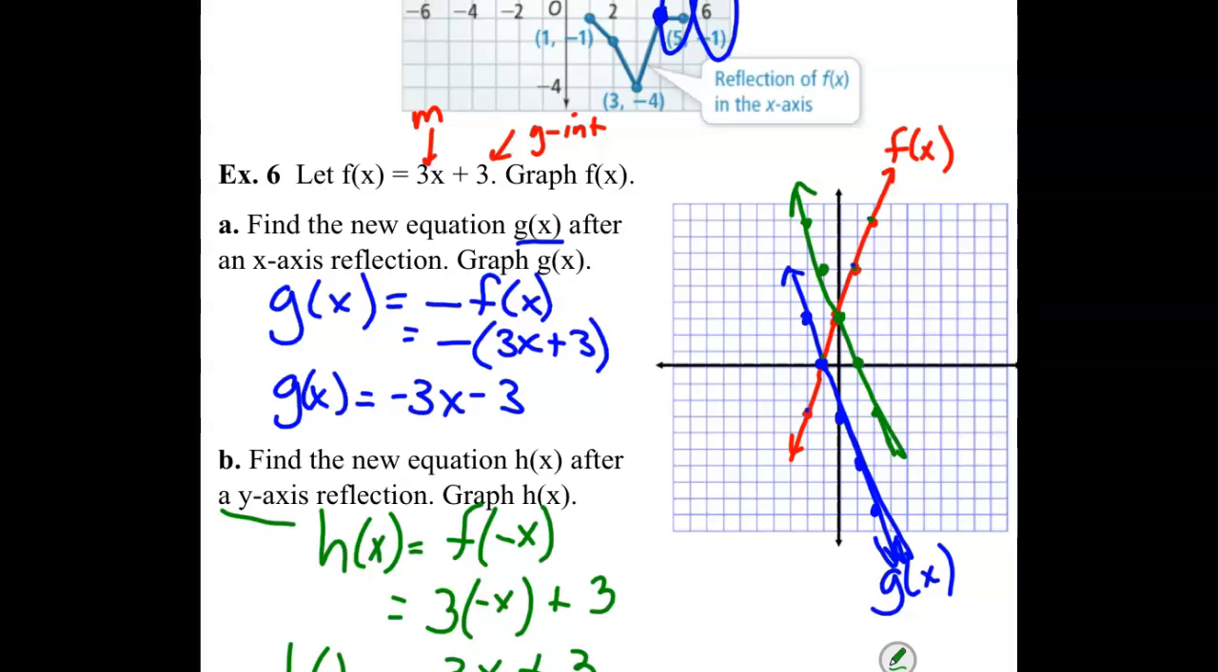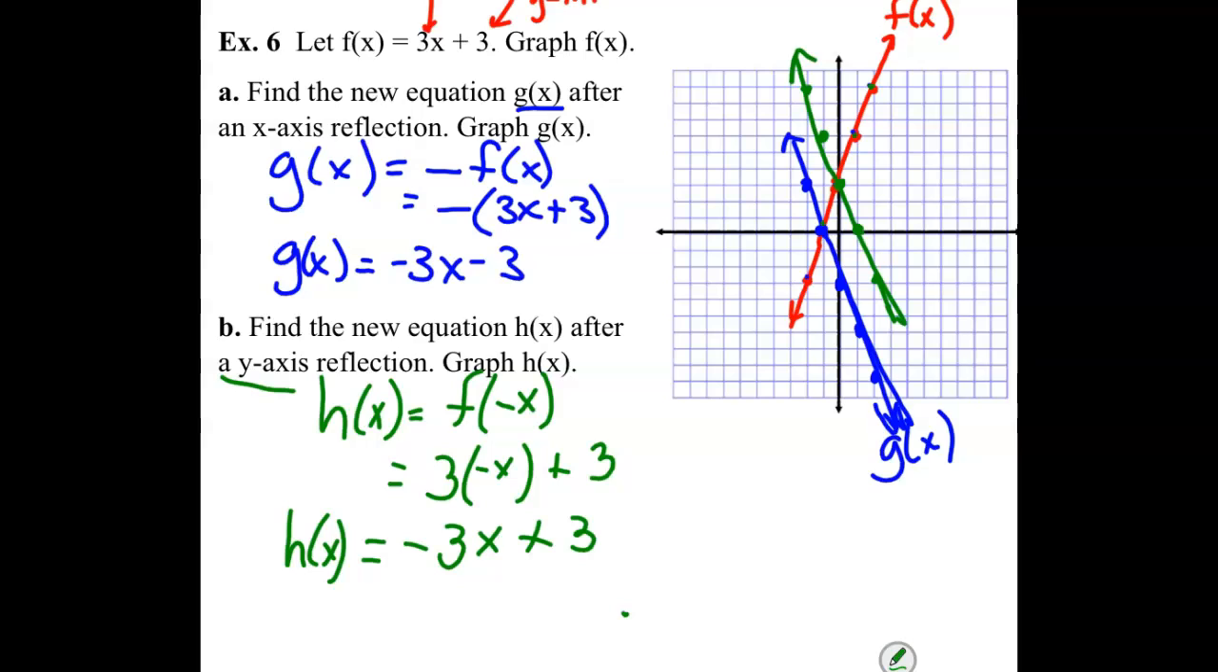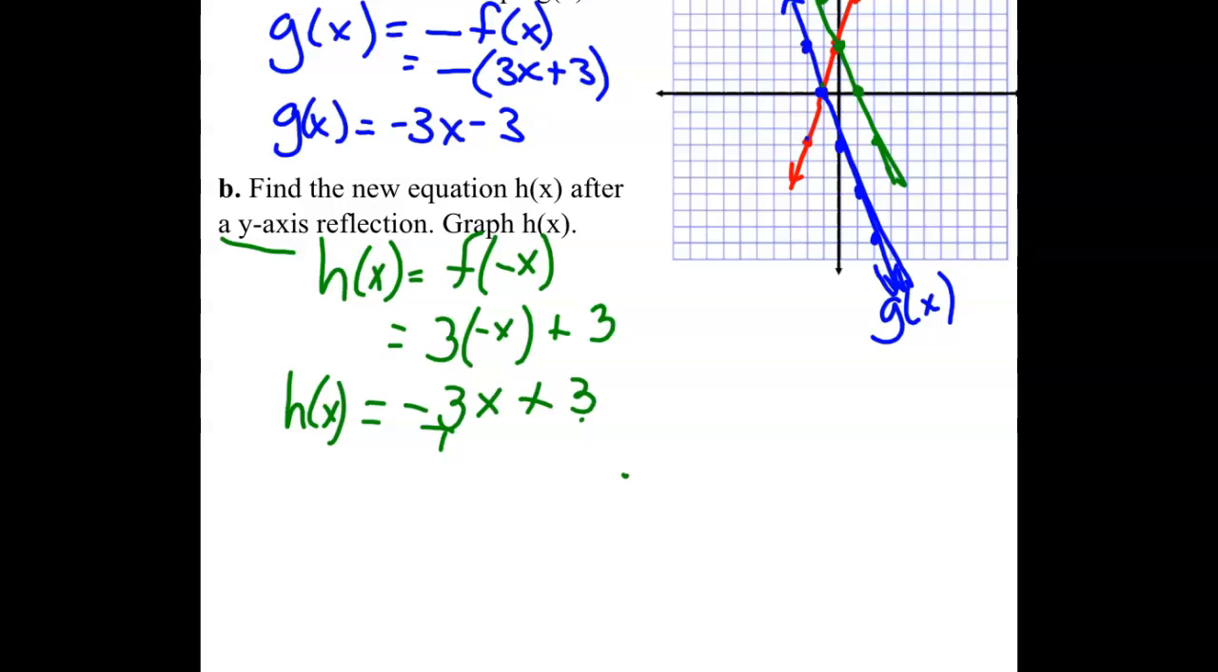Does that match the equation we came up with? Is it a line that has a -3 slope and a +3 y-intercept? Right? Slope is -3, y-intercept is 3. Does that fit? Yes? Okay. So we will talk about the rest of our transformations tomorrow.